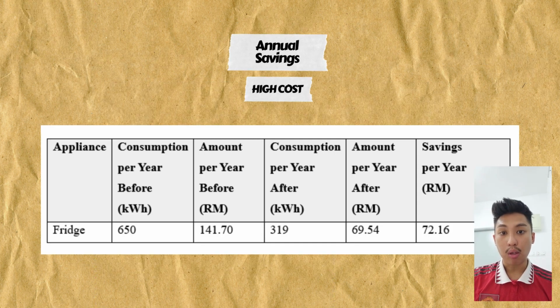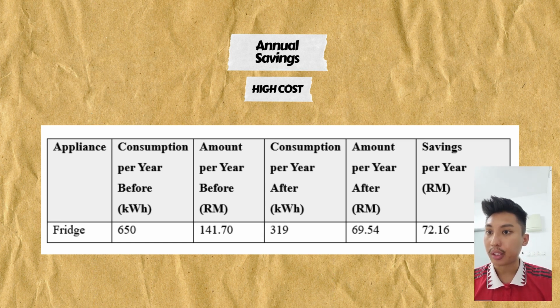In comparison to the old refrigerator, which consumes a whopping 650 kilowatt hours, as you can see here, a year, that is a huge amount of energy. This new fridge can bring in a saving of 72 ringgit 60 cents a year, which, in my opinion, is quite good.